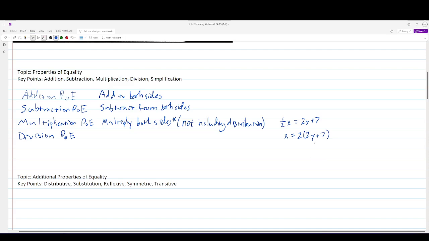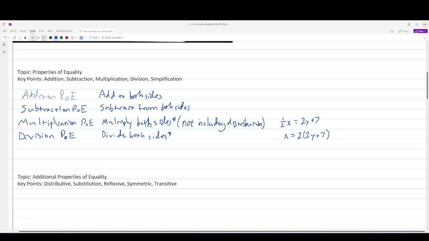So the multiplication property of equality says that we multiply both sides of an equation, not we multiply all the terms of an equation. So then we would have to use a separate property down here, distributive property, in order to actually distribute the 2 to the two things in the parentheses. And division is dividing both sides. Again, you would need to distribute afterwards, so it has the same asterisk.